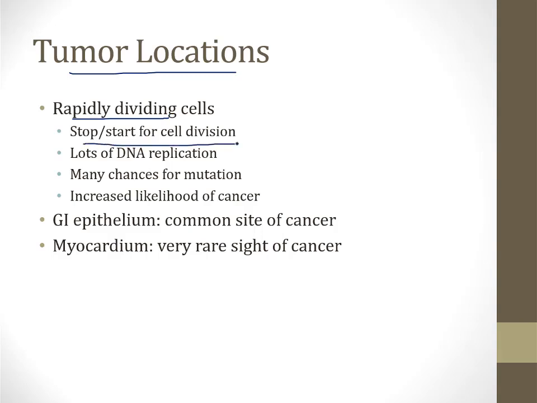This means those cells are constantly copying their DNA to make daughter cells. Each time they copy their DNA, there's a chance for a mutation to occur, and therefore these cells have a higher likelihood of developing into cancer. Once you get this, it's easy to appreciate that the GI epithelium is a common site of cancer. On the other hand, the myocardium, where cells do not normally divide, is a very rare site of cancer. This all has to do with how much cell growth occurs under normal conditions in these locations.